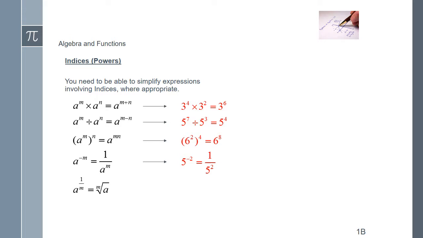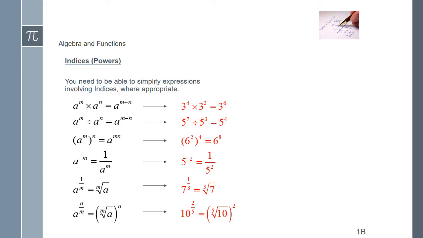a to the power of a fraction is basically a root. So a to the 1 over m is the mth root of a. So 7 to the 1 over 3 is the cube root of 7. And this combines a couple of rules together. a to the n over m is the mth root of a to the power n. It combines essentially the third rule and the fifth rule together to get this rule. So 10 to the 2 over 5 is the fifth root of 10 squared.